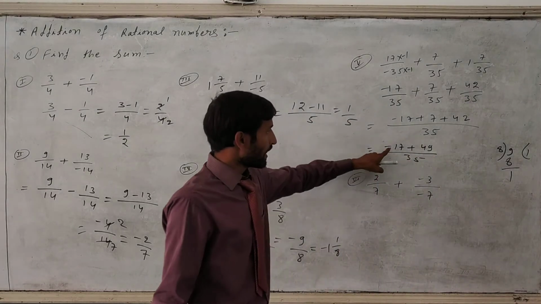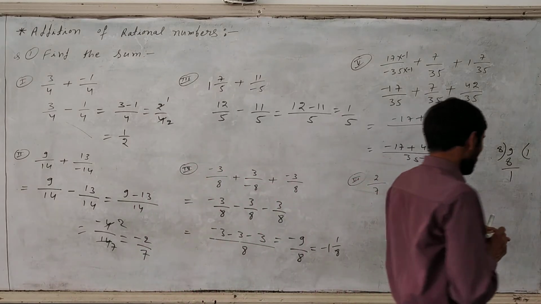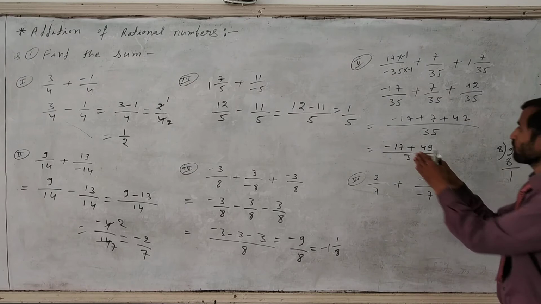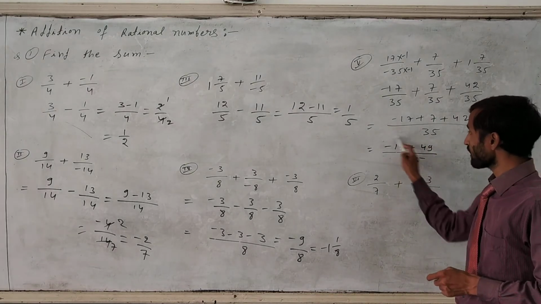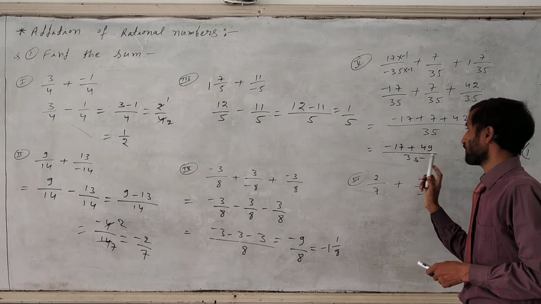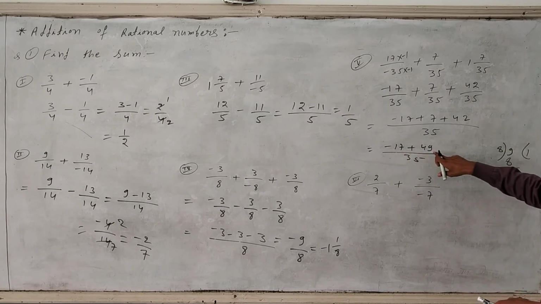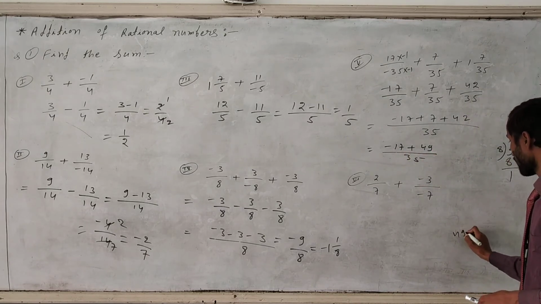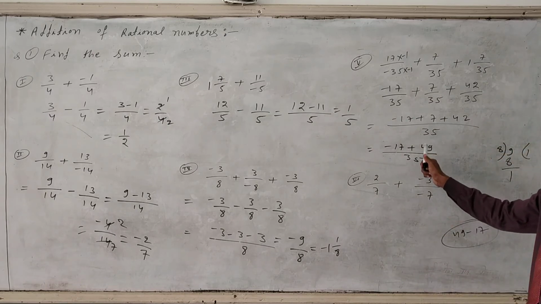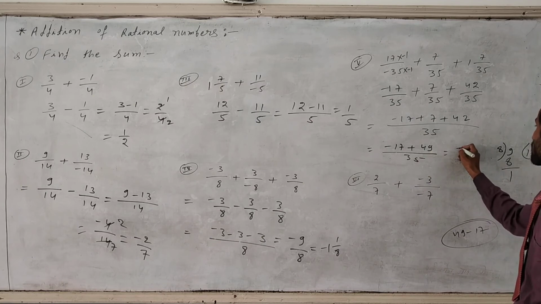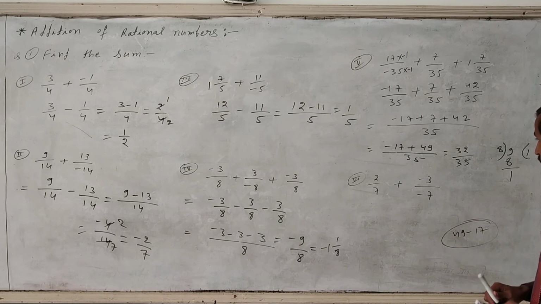Now here minus 17 plus 49 is given. Sometimes some students will do addition directly, then a very wrong answer will come. Because here the minus sign is given, so you have to subtract. Minus means 49 minus 17. If you want to write minus 17 plus 49 as well, like this, 49 minus 17, this statement is also correct. Means you have to subtract 49 minus 17, what will come? 32 upon 35. Okay, so this is the final answer.